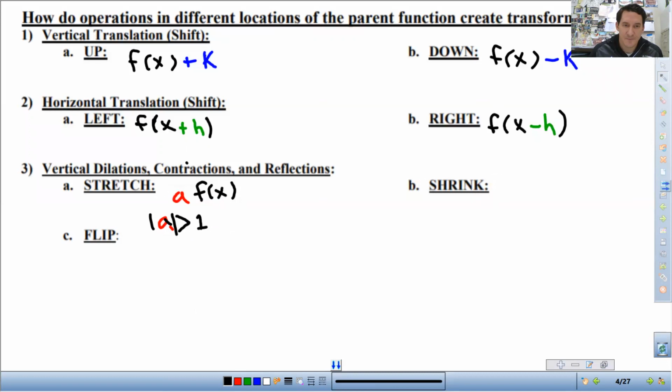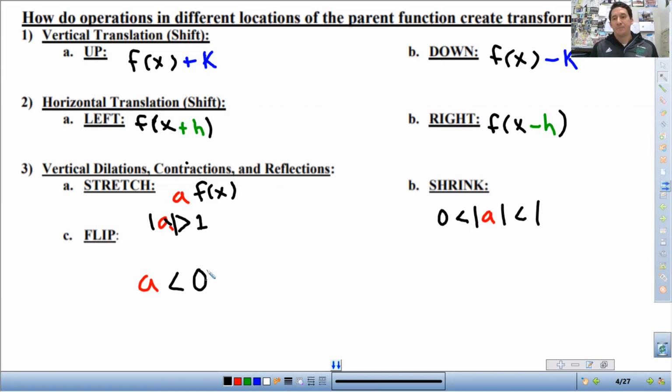The shrink is if the absolute value of A, I'm putting absolute value because whether it's positive or negative doesn't affect if it stretches or shrinks, needs to be in between 0 and 1. All right. A flip happens when A, the value that you're multiplying by, is less than 0.